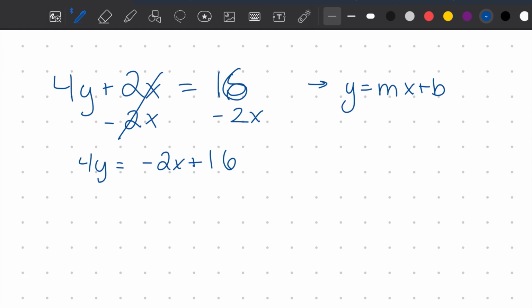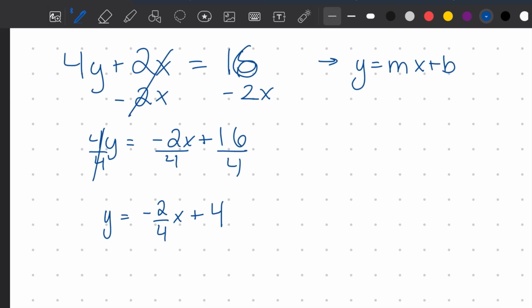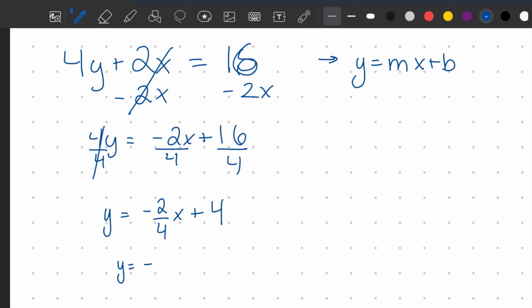Now I can see that I've got my negative 2x, which is like my mx here. And I have my constant, which is my b. I need to get rid of the coefficient or the number in front of our y. So I'm going to divide both sides by 4. So then I'm left with y equals negative 2 over 4x plus 16 divided by 4 is 4. Now I can look at this and I go, okay, I've got it in the right form, but I do need to simplify that one fraction. So I'm just going to simplify my negative 2 over 4 to negative 1/2 x plus 4.